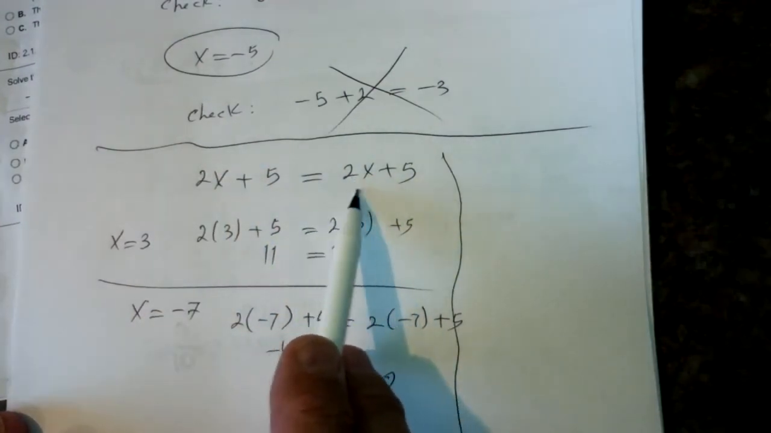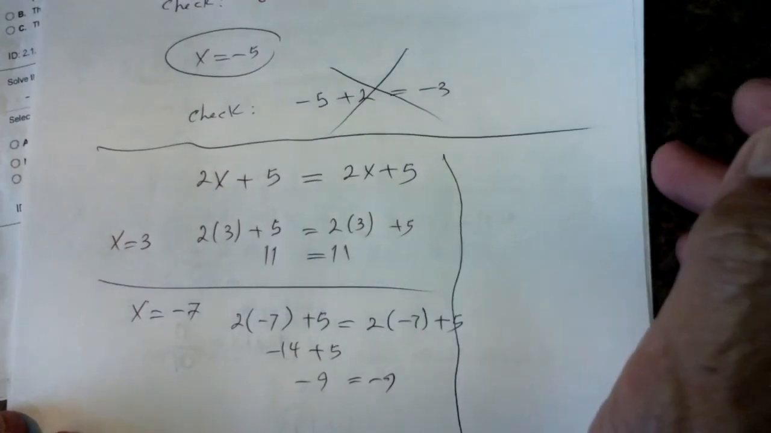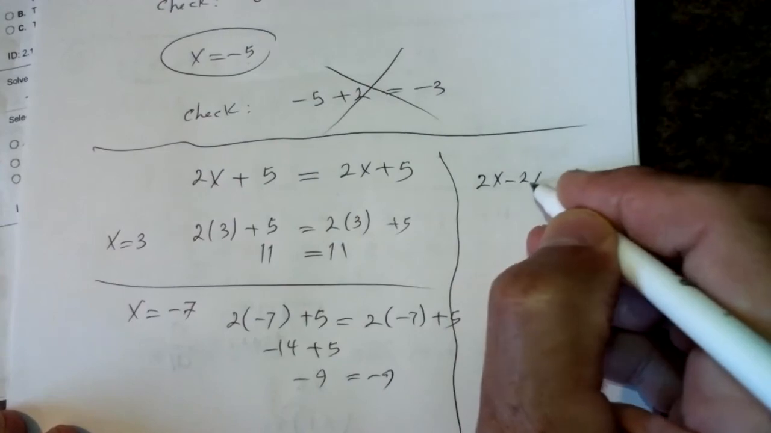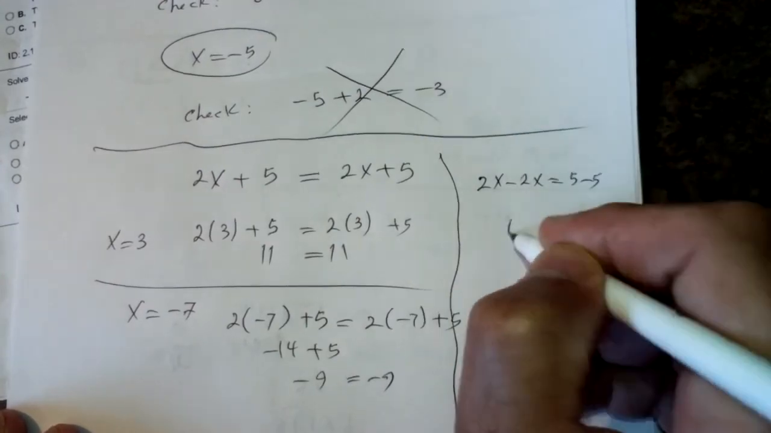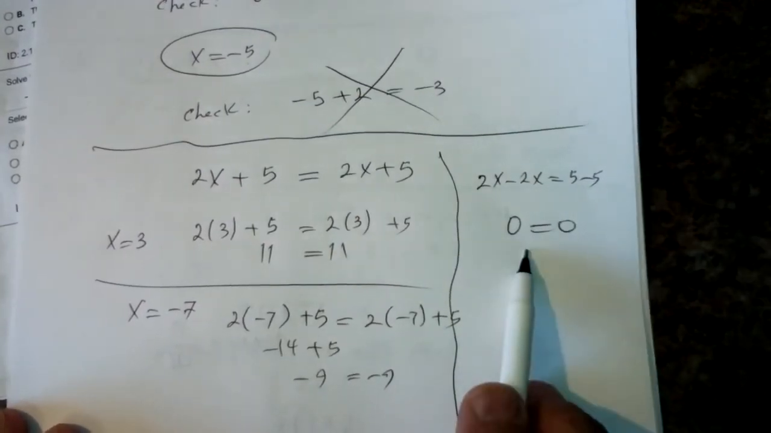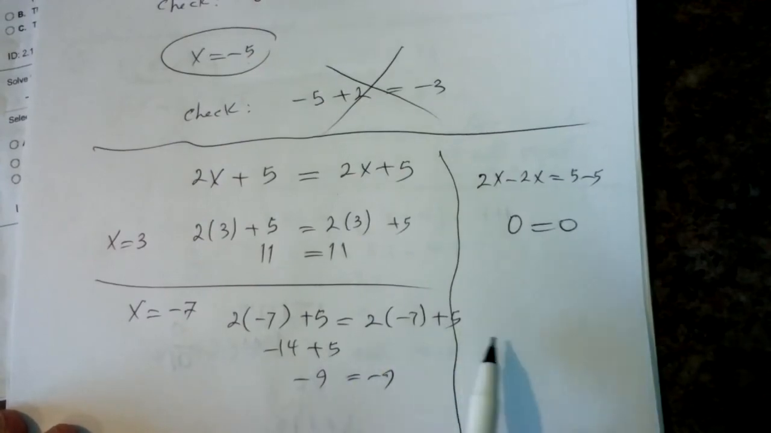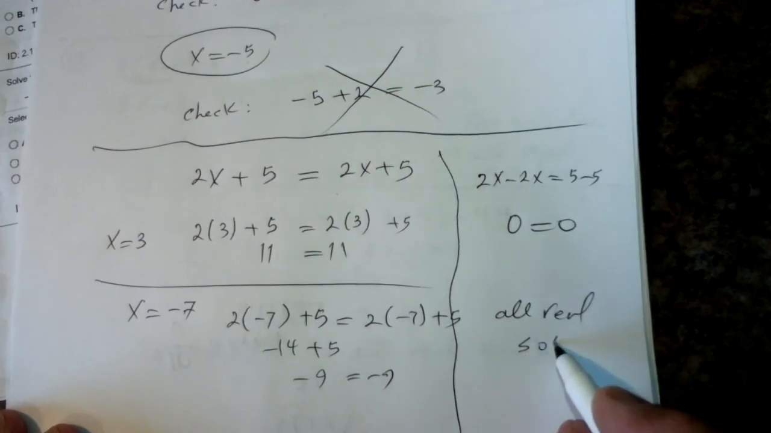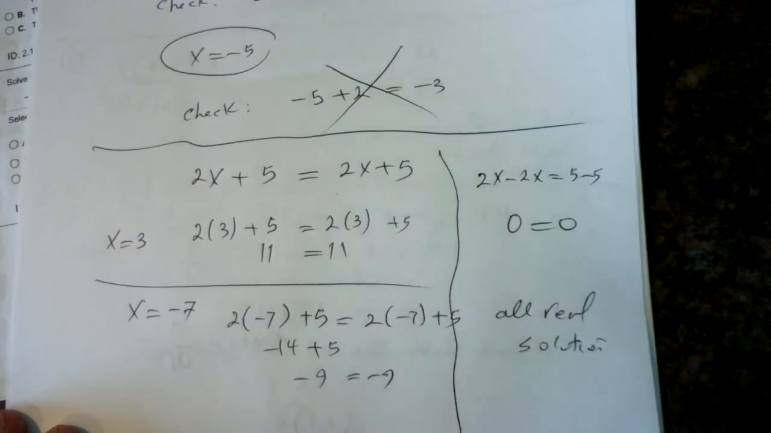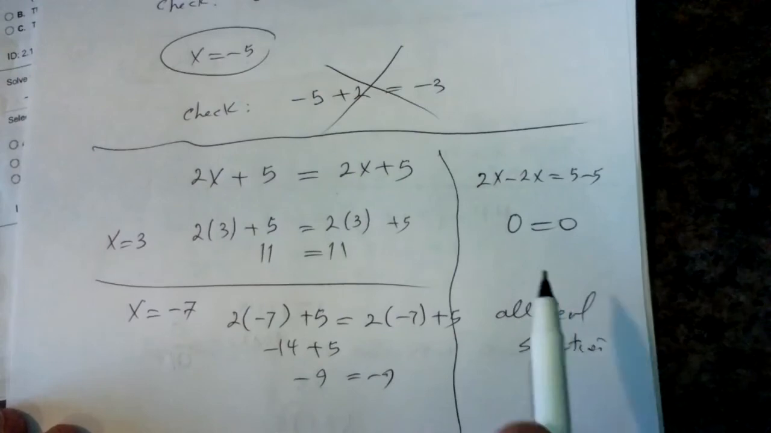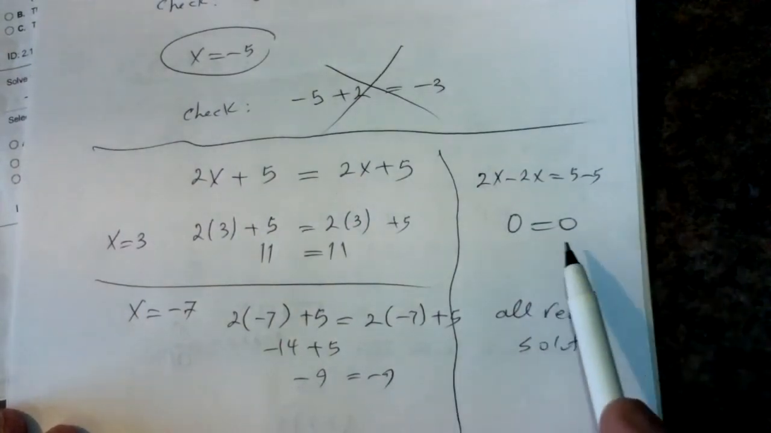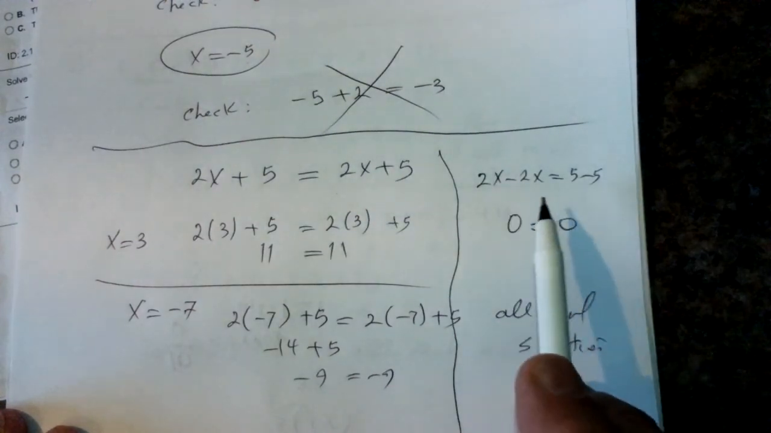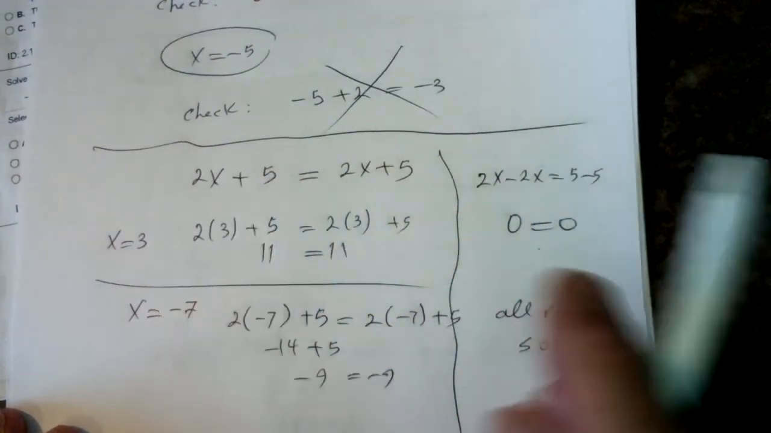But when you switch it like this, you just solve it. Say 2x minus 2x is 5 minus 5. 0 is equal to 0. When you see that, it means there are all real solutions, meaning both sides are equal. Okay? When you see something which is true, 0 equal to 0, yes, then every single number you substitute always works.